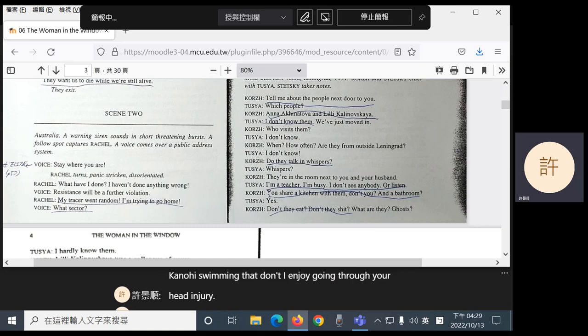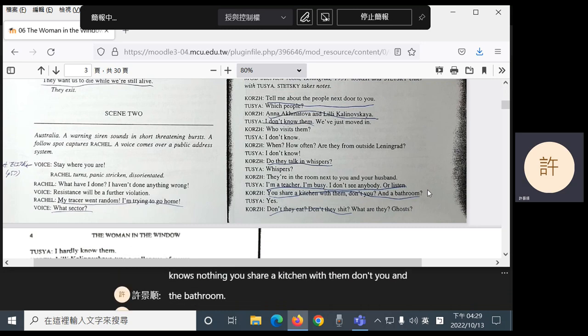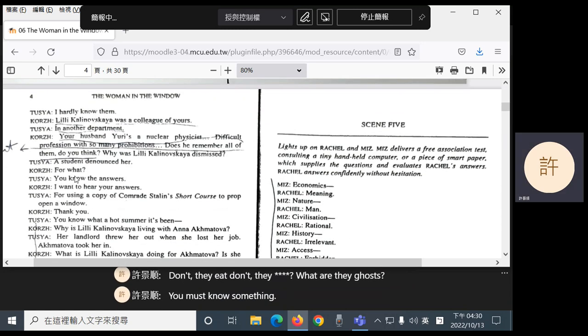But then Kors keeps asking. He doesn't believe that she knows nothing. You share a kitchen with them, don't you? And a bathroom. So they share a kitchen and a bathroom. Don't they eat? Don't they shit? What are they, ghosts? You must know something. Tosya says, I hardly know them. But Kors keeps asking, Lily Kalinovskaya was a colleague of yours. So you work together, you must know something. But Tosya says, in another department, so we didn't work together.